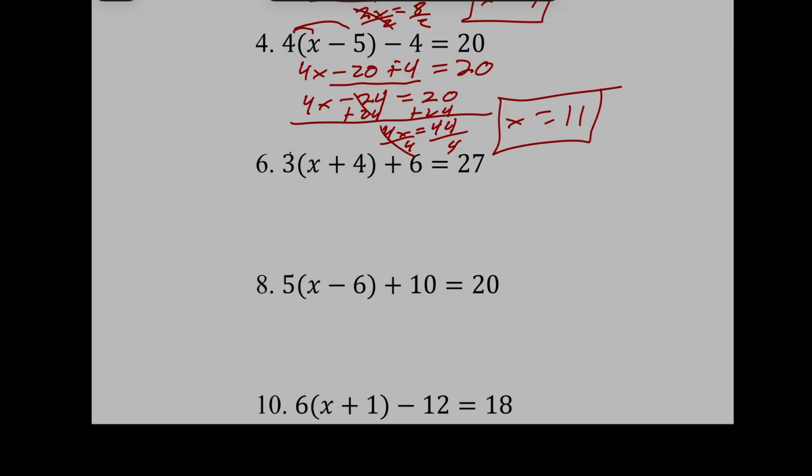So here I'm going to take the 3. 3 times x is 3x. 3 times positive 4 is positive 12. And then I'm just going to drop down the 6 and the 27. I have like terms, so I'm going to combine them to a plus 18. And then now I'm just going to subtract that 18 from both sides.